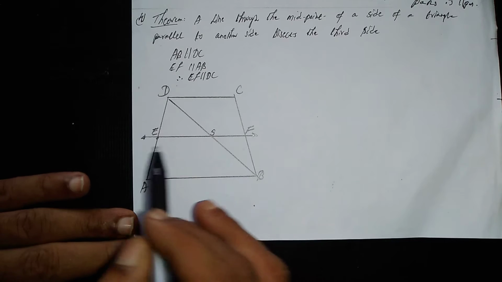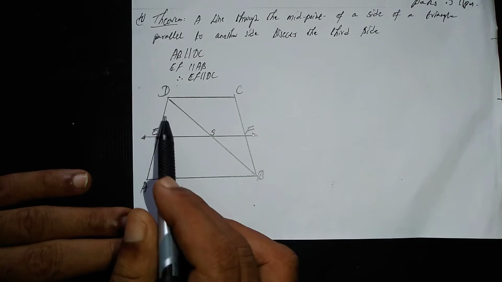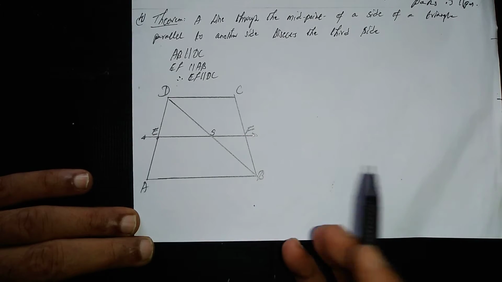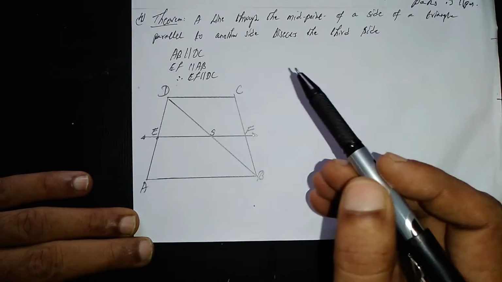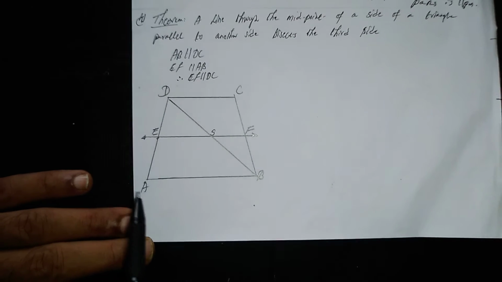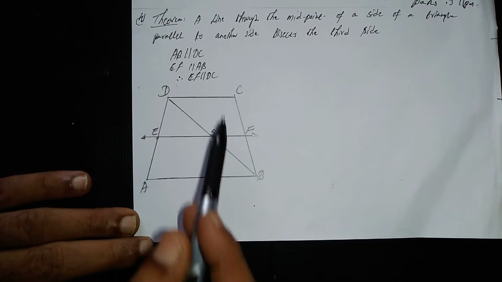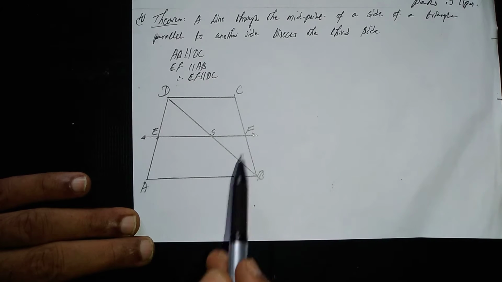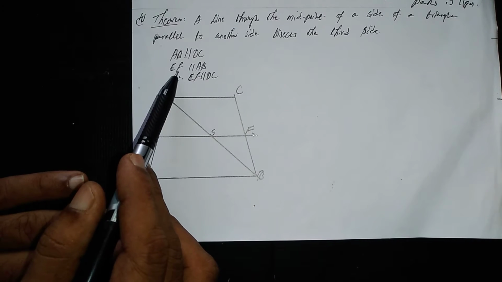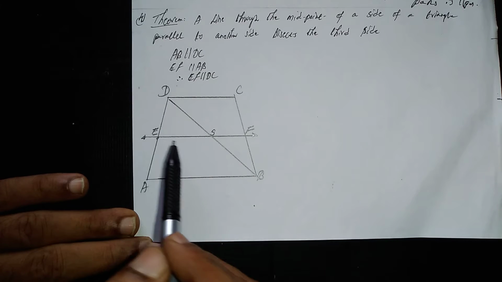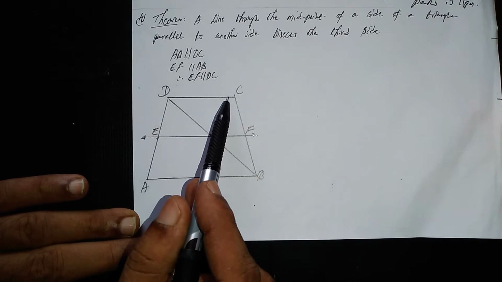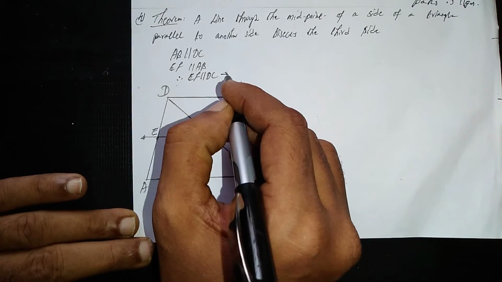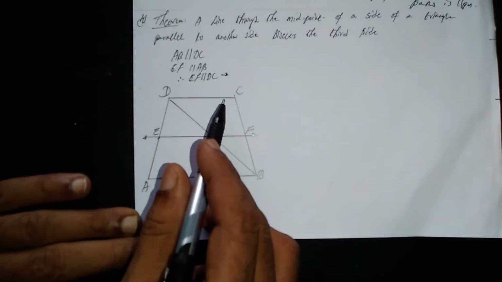They have given that E is the midpoint of AD, so we have to prove that F is the midpoint of BC. Now, they have given that AB is parallel to DC. It is also given that EF is parallel to AB. You can see here EF is parallel to AB, so naturally EF is parallel to DC.